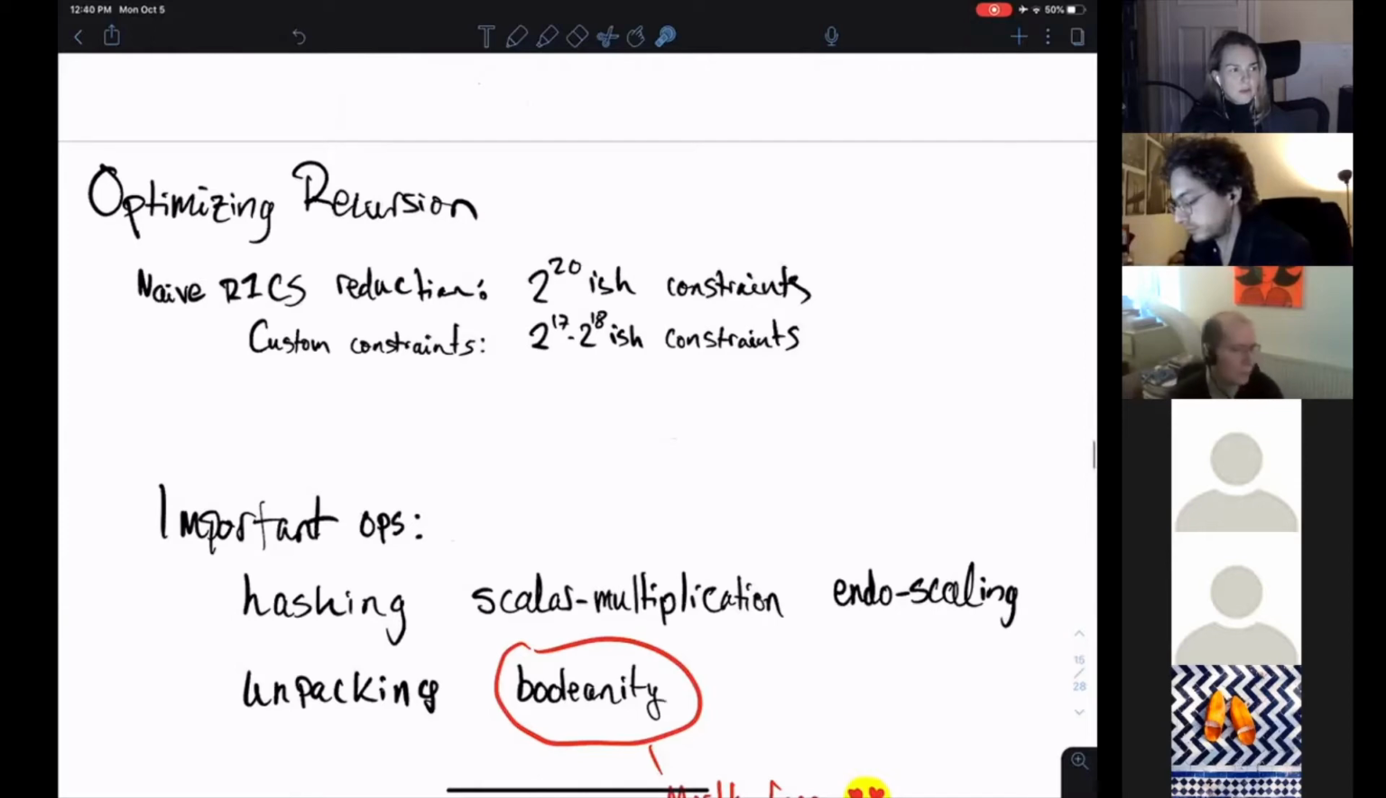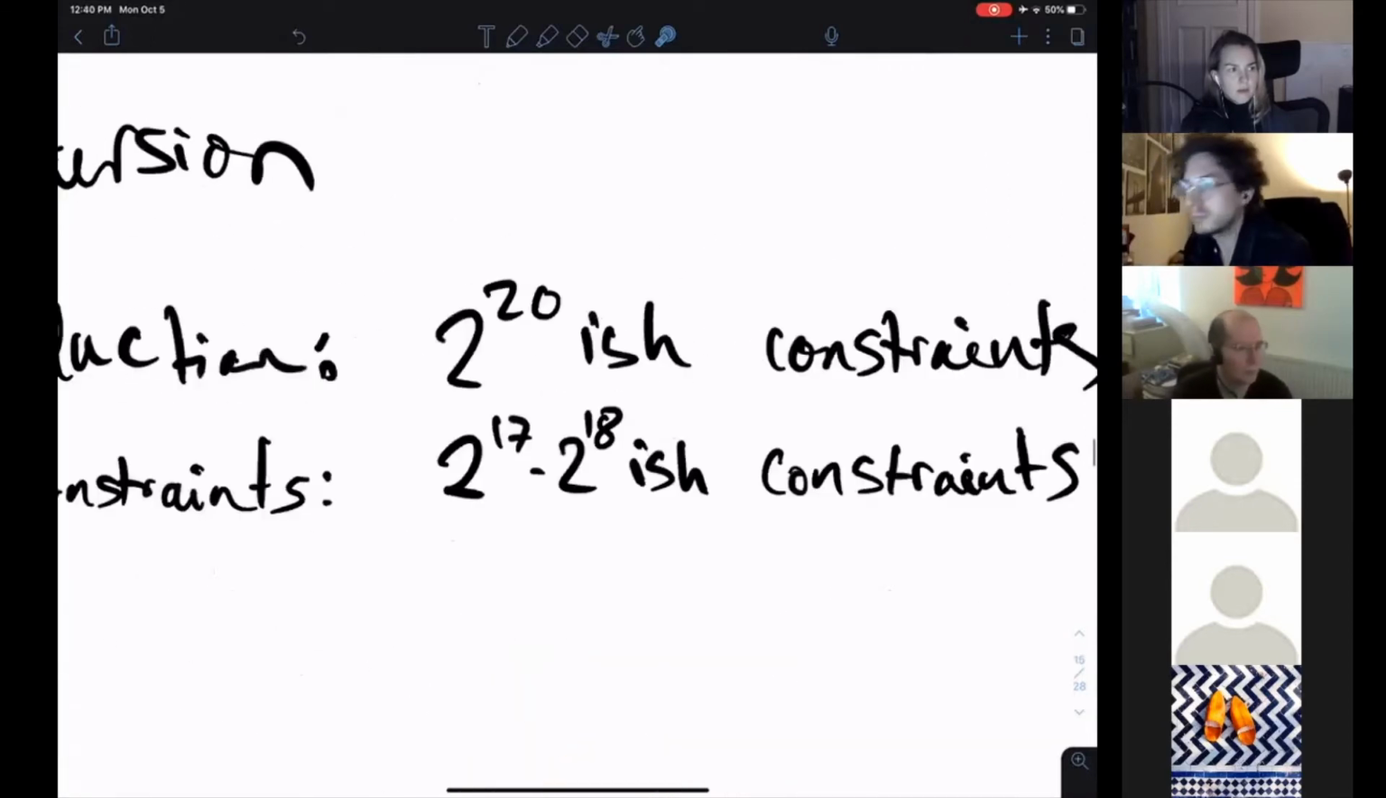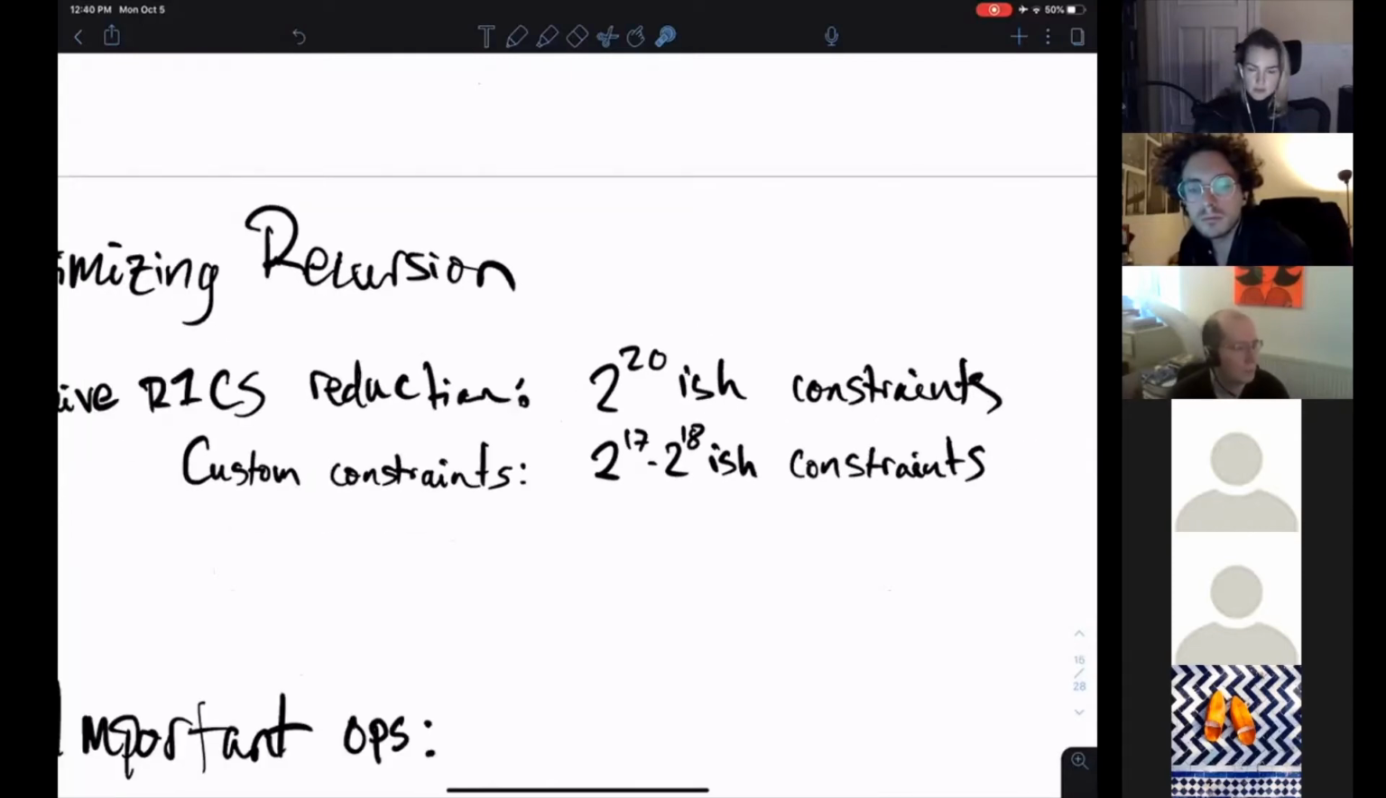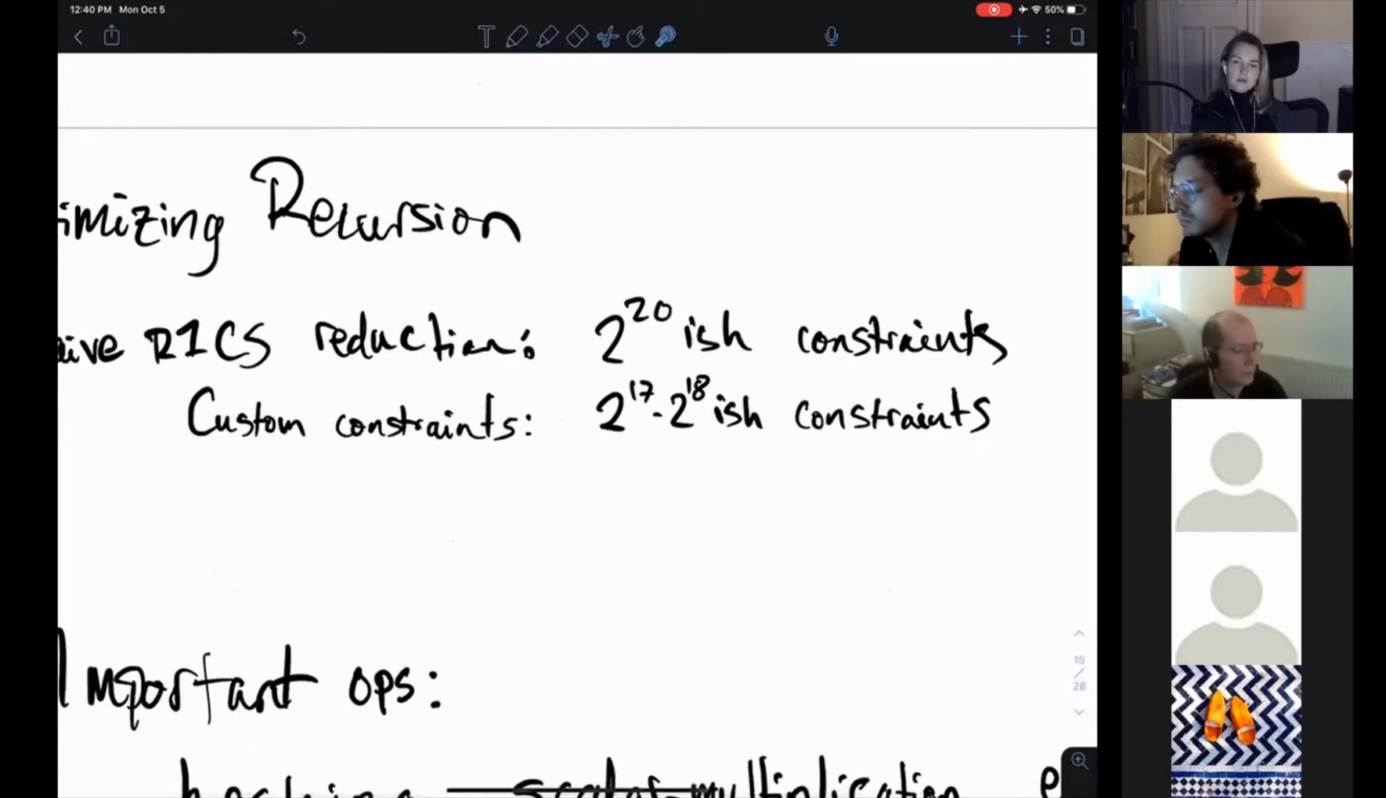With the naive reduction from R1CS, it was like 2 to the 20-ish constraints. And then with custom constraints, for a circuit that verifies 2 proofs, it's like 2 to the 17-ish. With a little more work, it would be 2 to the 17, but right now it's like 2 to the 18-ish constraints. So quite a big factor.